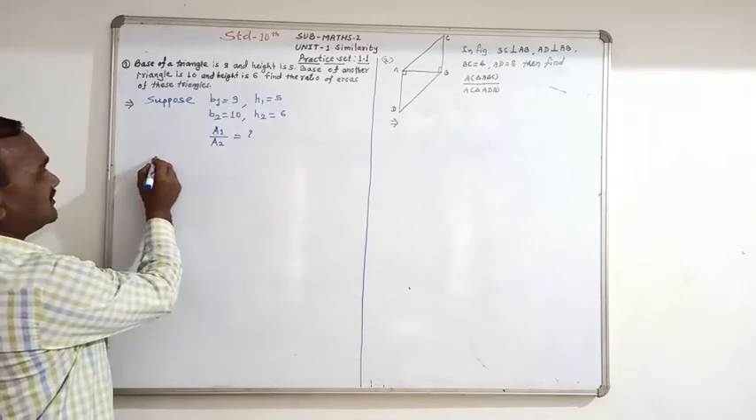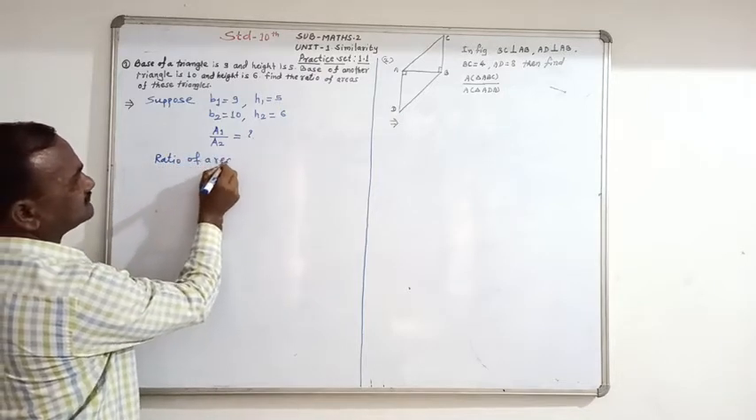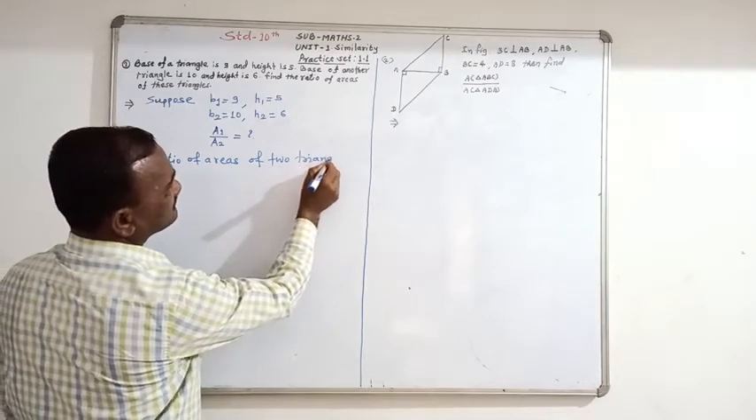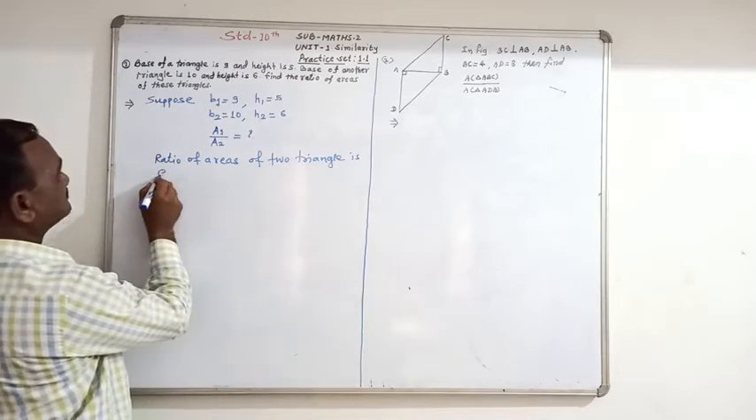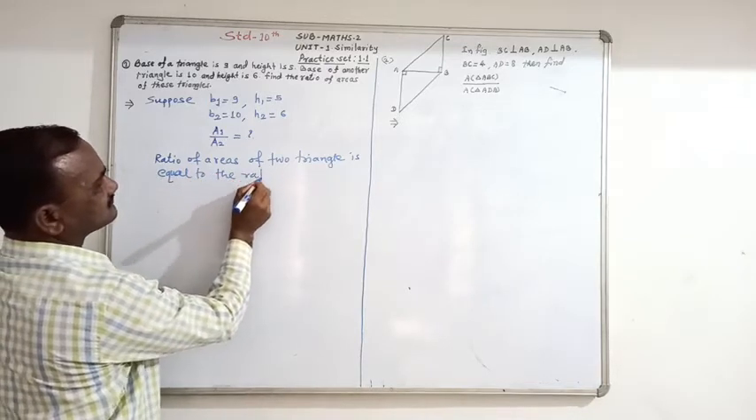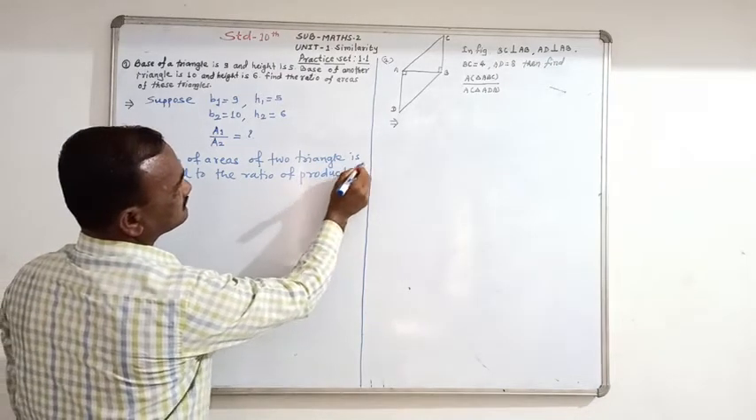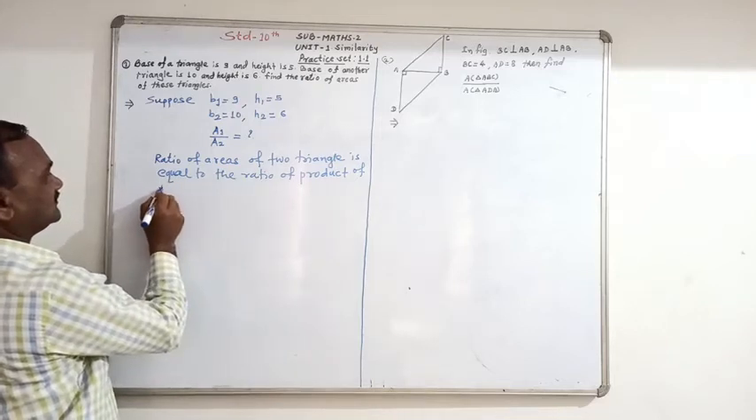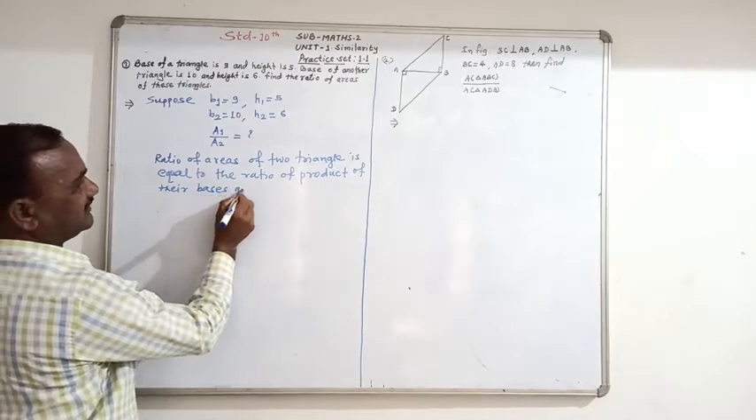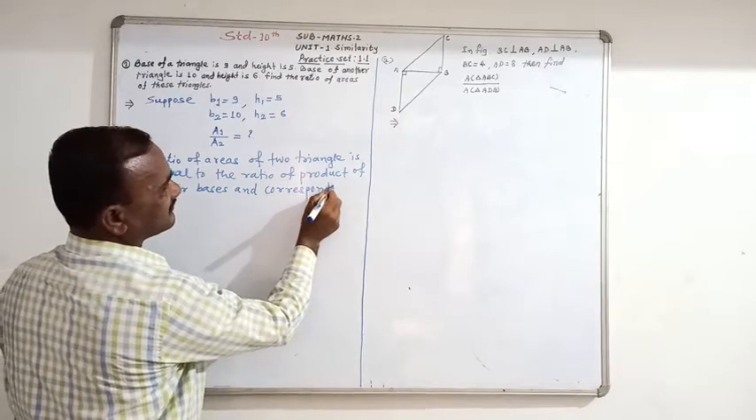So property: ratio of areas of two triangles is equal to the ratio of product of their bases and corresponding heights.